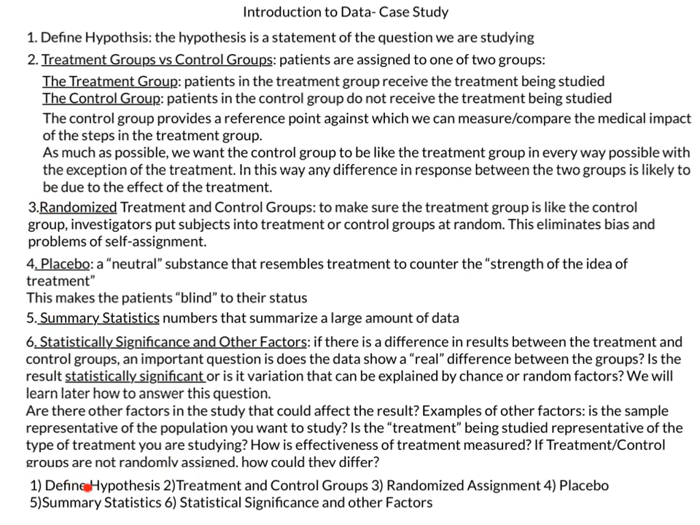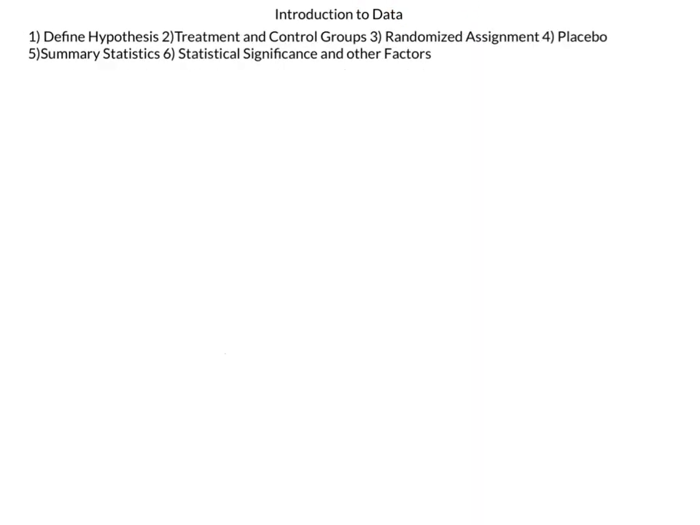I've summarized them here: define hypothesis, treatment and control groups, randomized assignments, placebo, summary statistics, and statistical significance and other factors. I'm going to move this summary up here so that you can refer to them as we do our 3 case studies for this chapter. So here I have my 6 different points.